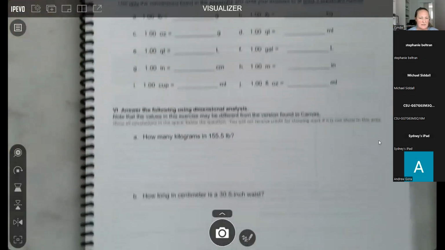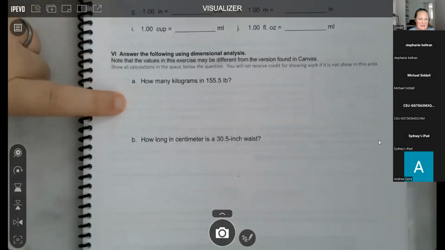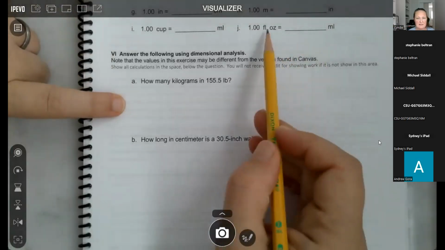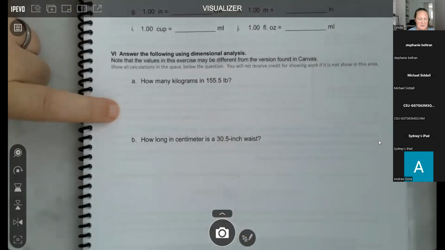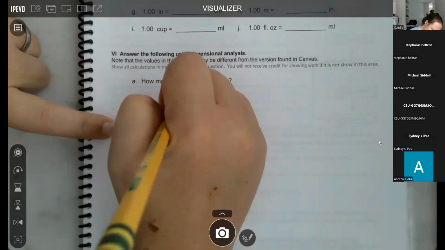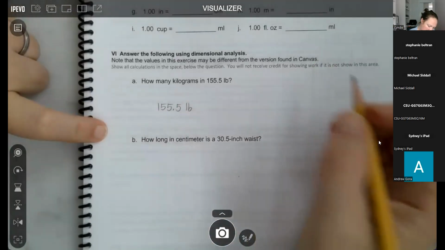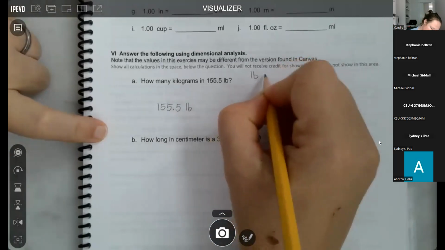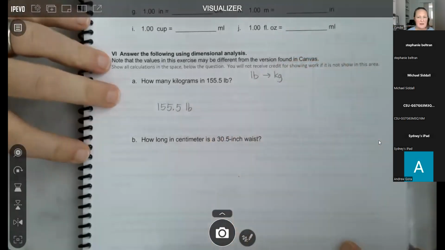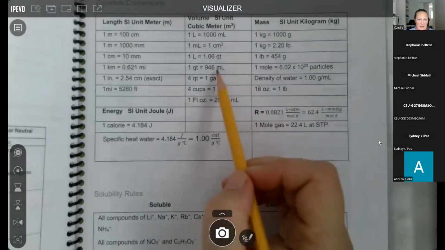Okay. So this is some more of basically what we were doing in the previous section, but now it's word problems instead of being written out like this. So how many kilograms in 155 pounds? So we'll start with 155.5 pounds, and then look at the appendix to see if there's a way to go directly from pounds to kilograms. I believe there was, I remember we saw that before. So we'll look at the appendix. And it was there somewhere.